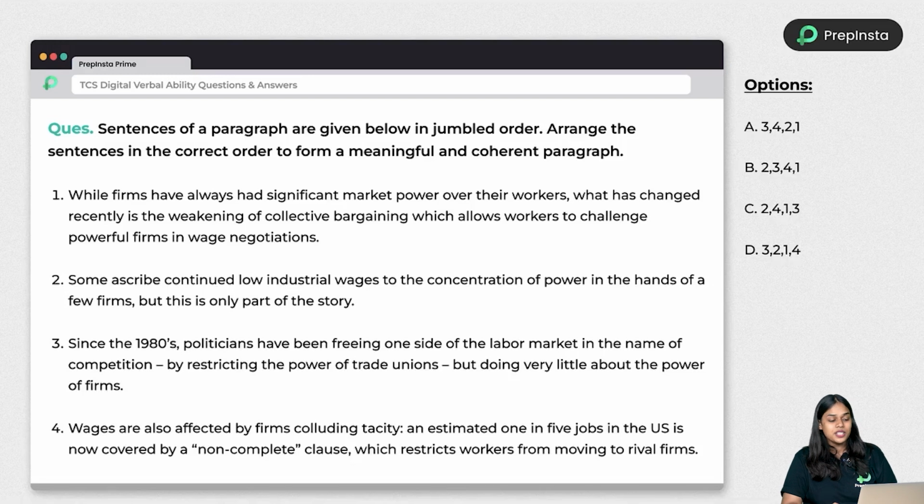Okay, sentences of a paragraph are given below in jumbled order. Arrange the sentences in the correct order to form a meaningful and coherent paragraph. Alright, now this question can take more than 1 minute. That is why I asked you to set up a 30 seconds timer for the shorter questions, because you need more time for the longer ones, right? And longer ones get a little tricky to answer. So you need that time. So save up on the smaller questions and save it up for the bigger questions.